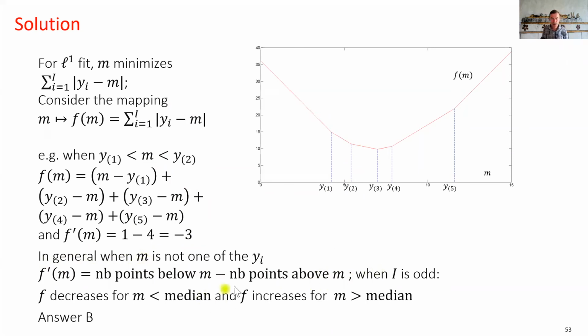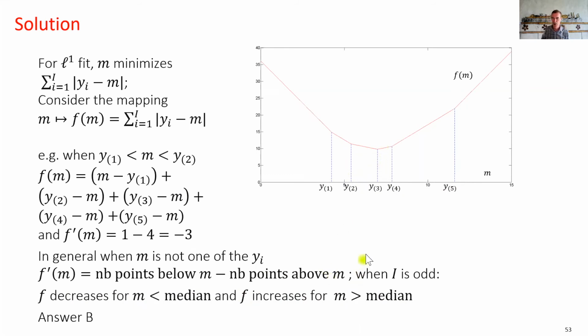So when n is odd, f decreases when m is less than the median, and f increases when m is larger than the median. Therefore, the absolute minimum is at the median, which is what I did here. When the number of points is 5, we see that the minimum is exactly at 3 here.